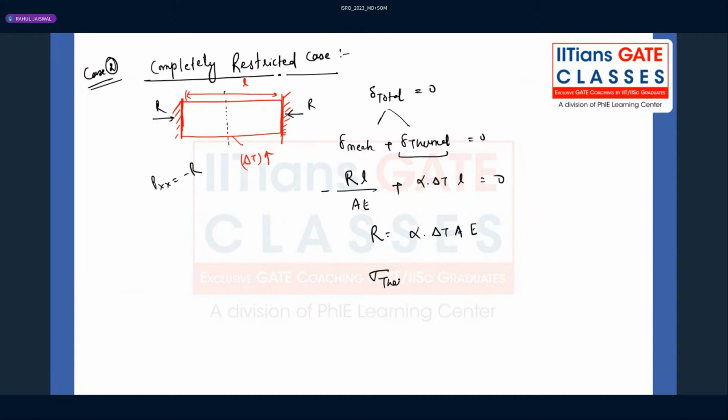What about thermal stress? You will get alpha into delta T into E. Note down, that is compressive.